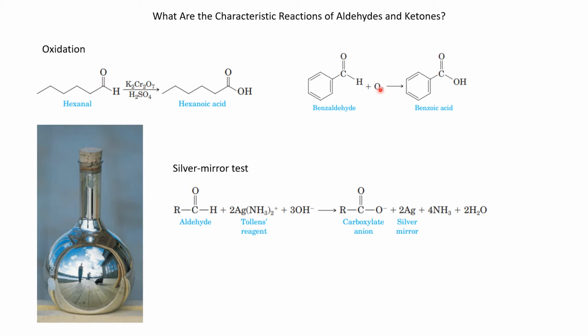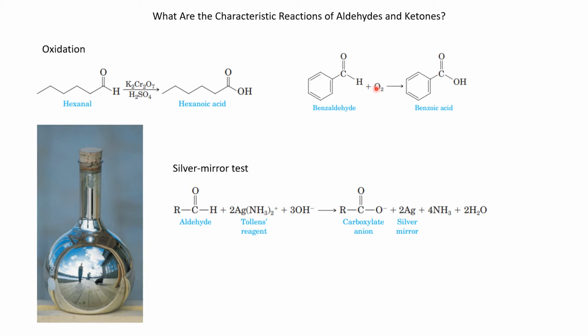Often this is done by sealing the aldehyde in a container under an atmosphere of nitrogen. Ketones, in contrast, resist oxidation by most oxidizing agents, including potassium dichromate and molecular oxygen. The fact that aldehydes are so easy to oxidize and ketones are not allows us to use simple chemistry tests to distinguish between these types of compounds.